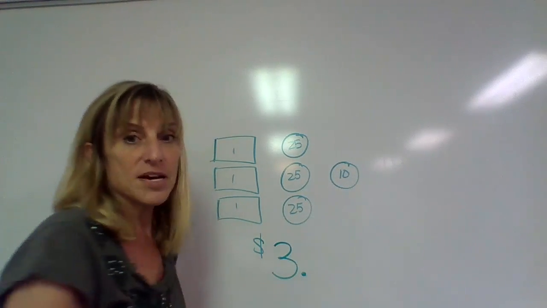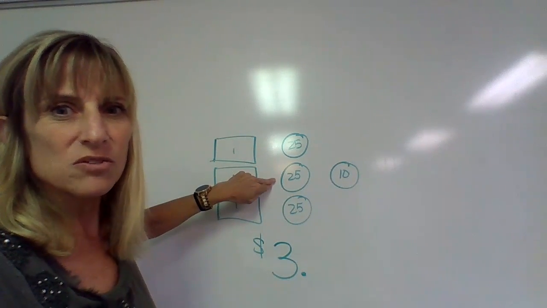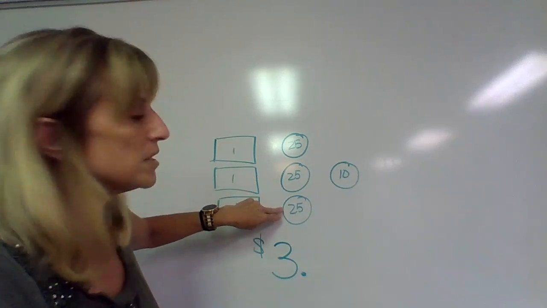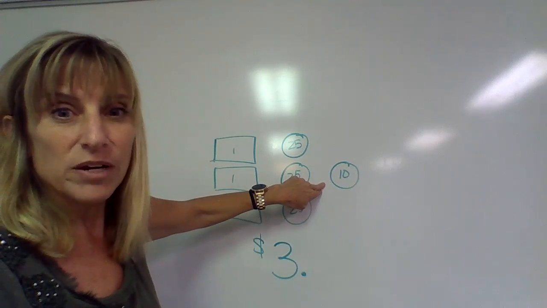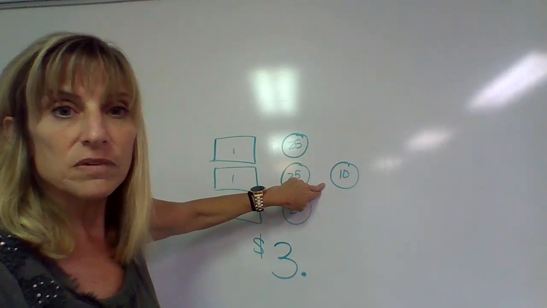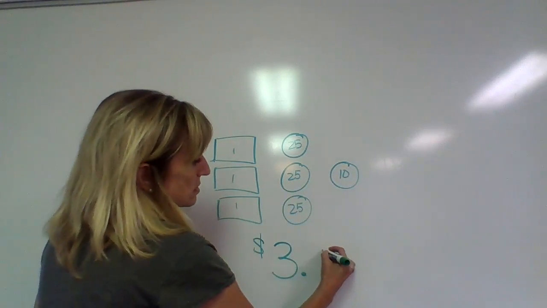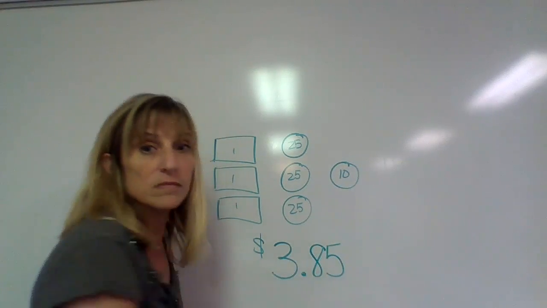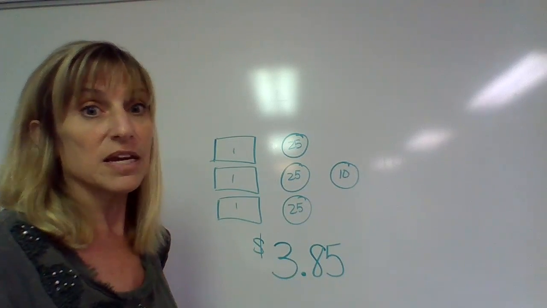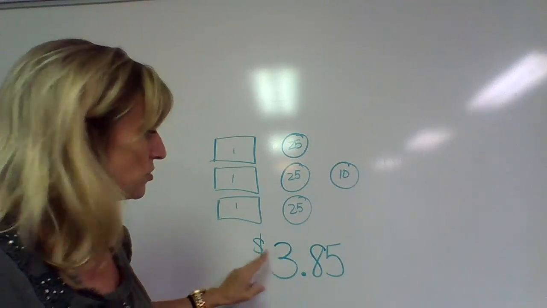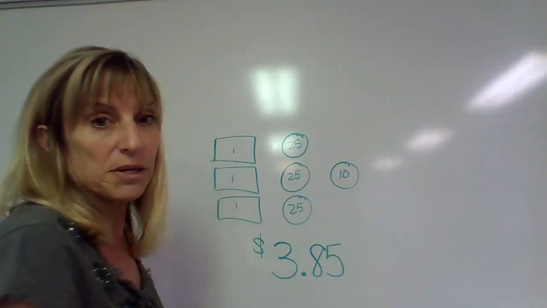$3, decimal point, and let's count our money. 25 plus another 25 is 50, plus another 75. But then we have a dime. So now I got to start counting by tens. So 75 plus my dime is 85 cents. So hopefully that was the answer that you got. $3.85. And you have to be able to write it correctly. So make sure you have your dollar sign, decimal point. Okay? All right, good job, everybody.